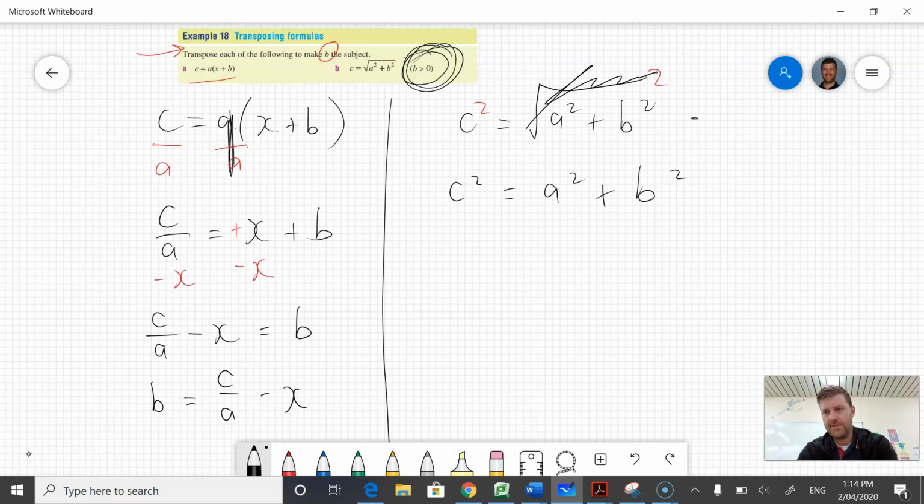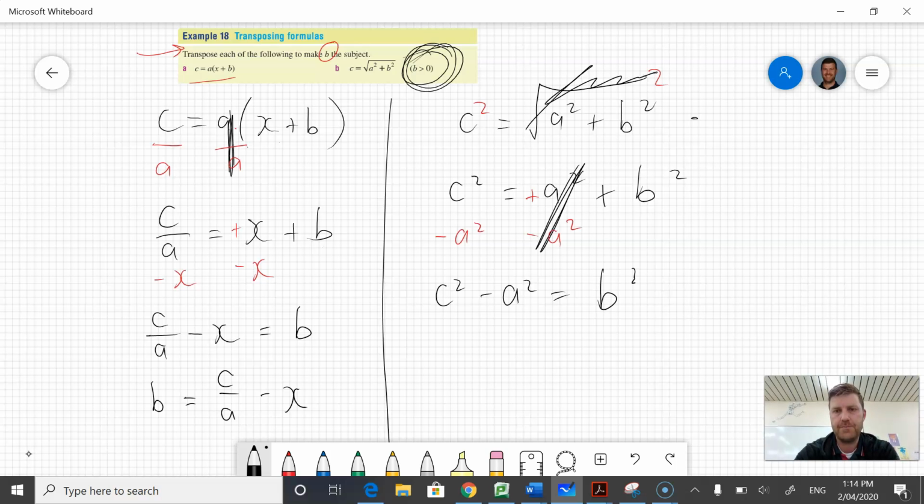You might recognise that from Pythagoras if you've done that before. Anyway, moving on. We need to get rid of the A squared value here, and because it's a positive A squared value, we're going to subtract A squared from the right hand side. And if I subtract it from the right hand side, I need to subtract it, you guessed it, from the left hand side too. And I'm then left with C squared take A squared is equal to B squared.